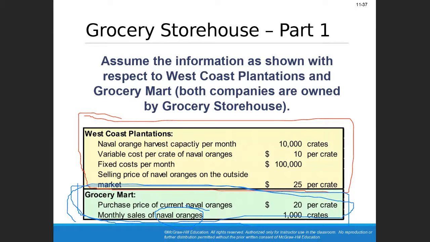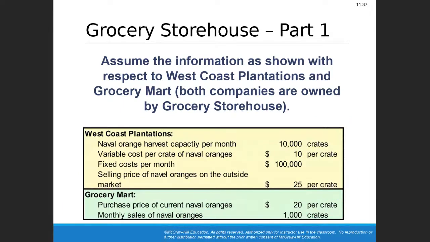So anyway, we need to know how much it costs the people to make it, and how much the other party can buy it for out on the open market if they're buying it. So here we go. Here's what we've got. We're talking about oranges, and we've got a grocery store that sells oranges, and we've got an orange grove that grows oranges.